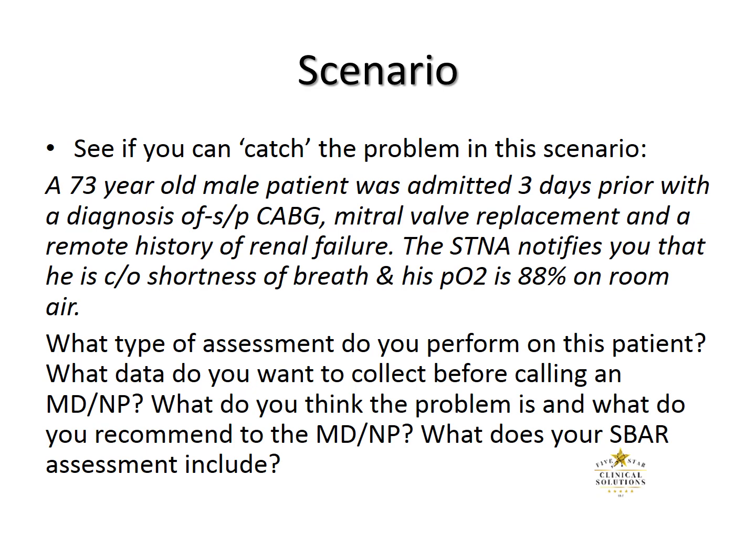So here's a scenario for you. See if you can catch the problem in this scenario. A 73-year-old male patient was admitted 3 days prior with a diagnosis of status post CABG, mitral valve replacement, and a remote history of renal failure. The STNA or CNA notifies you that the patient is complaining of shortness of breath. His pulse ox is 88% on room air.